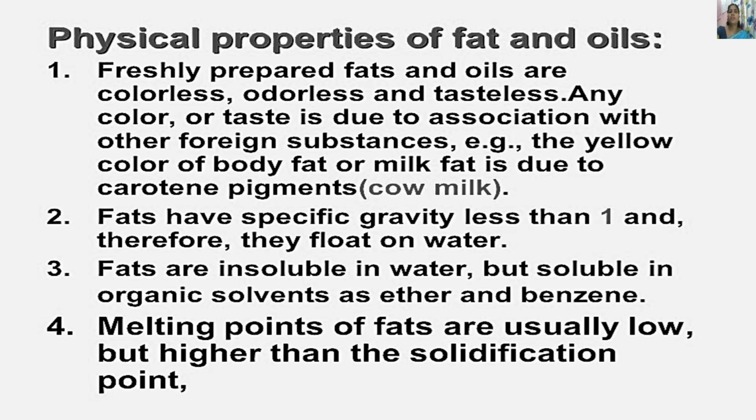Physical properties of fats and oils. The first one: freshly prepared fats and oils are colorless, odorless, and tasteless. Any color or taste present in the oil and fat is due to association with other foreign substances. Example, the yellow color of body fat or milk fat is due to the carotene pigments. In cow milk, we can observe a slightly yellowish color because of the pigments.